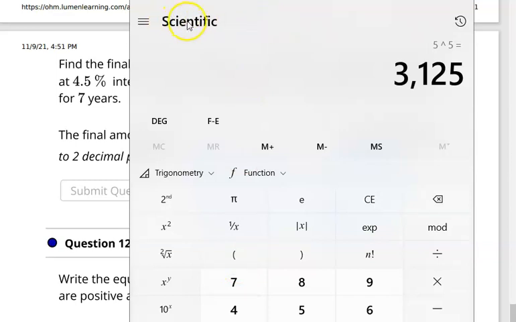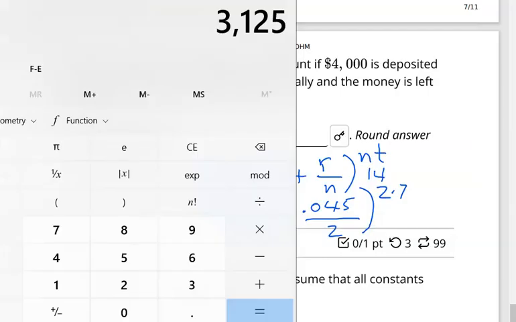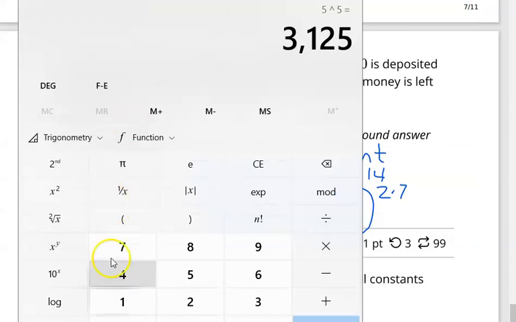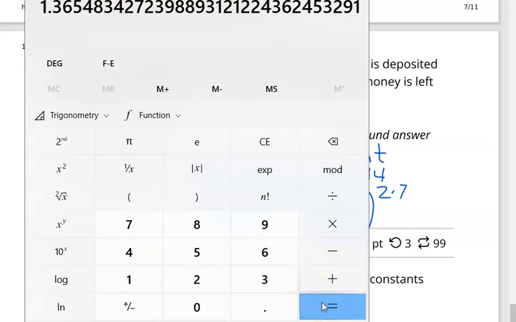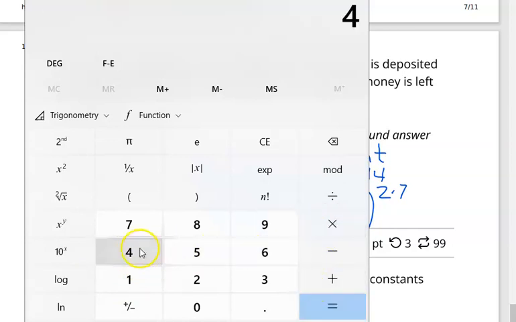I'm going to move the calculator so I can see my formula at the same time. So I'm going to do 1 plus 0.045 divided by 2, equals, there's the 1 plus a small number, x to the y, 14. And now multiply that by 4,000.